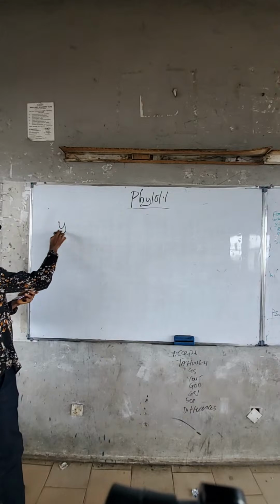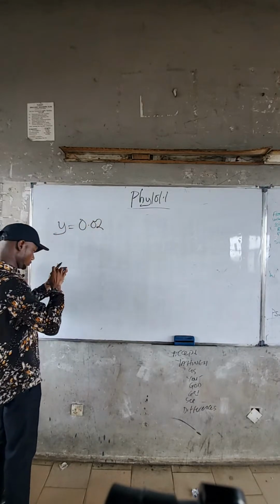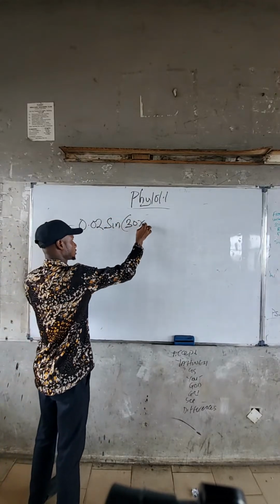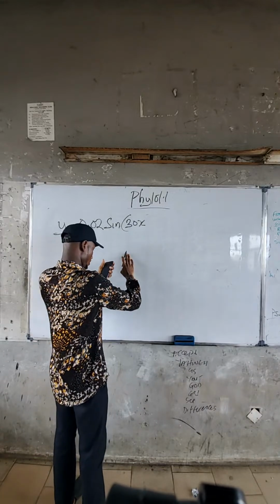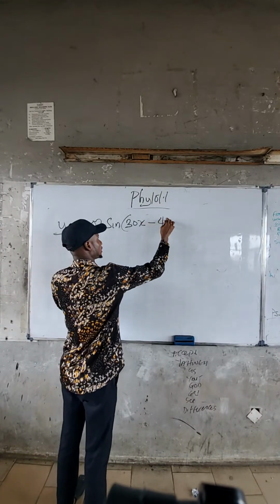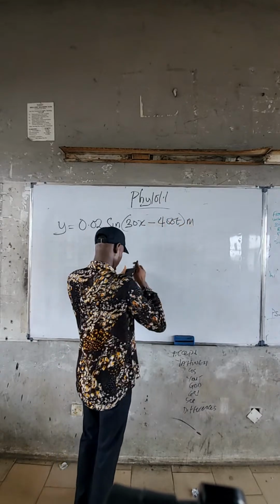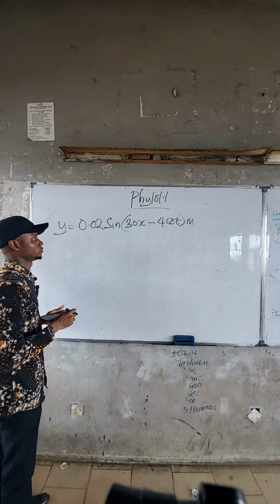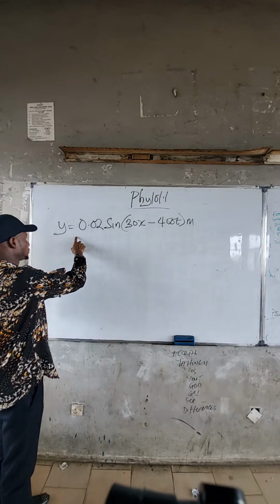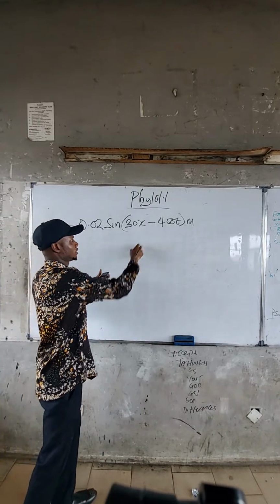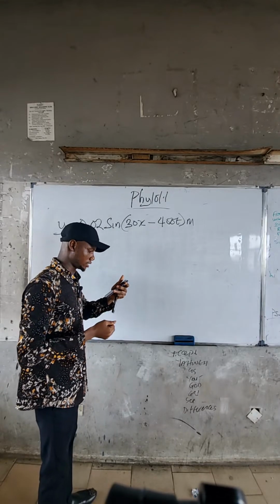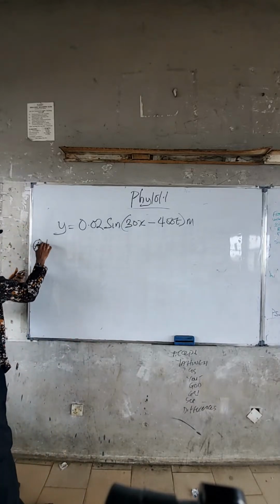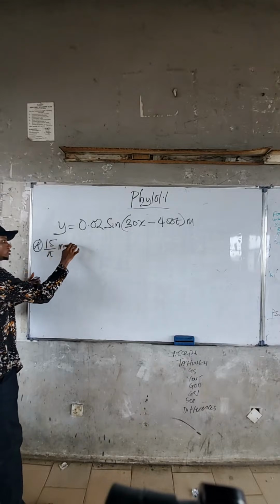If y is equal to 0.02 sine (30s minus 400t) in meters, the wavelength of the wave is: A, 15 over pi meters.